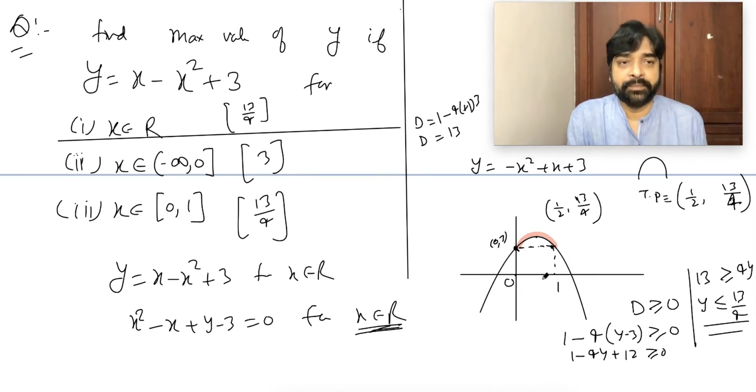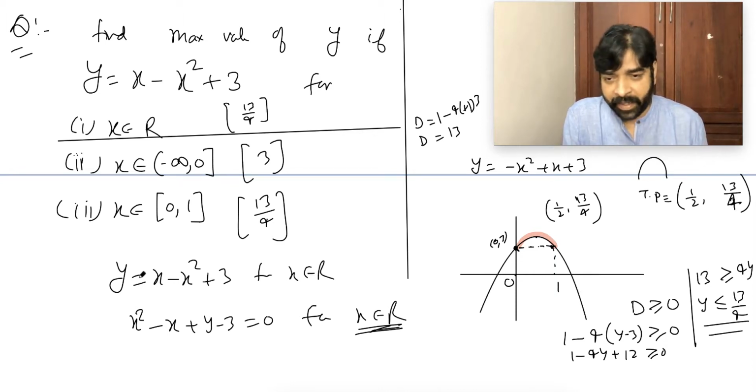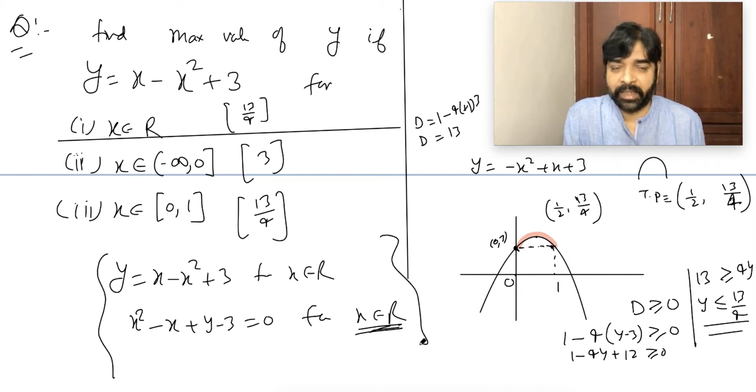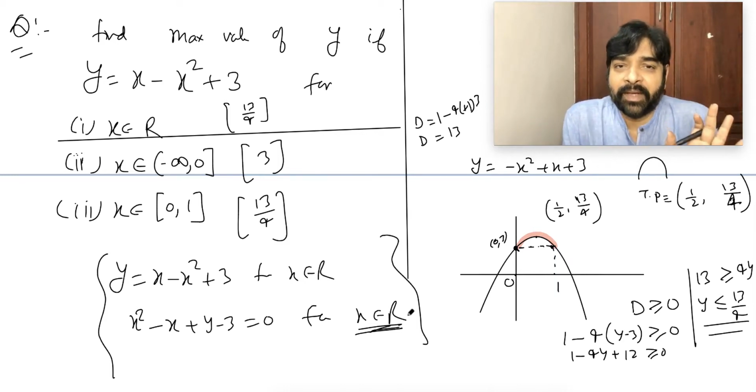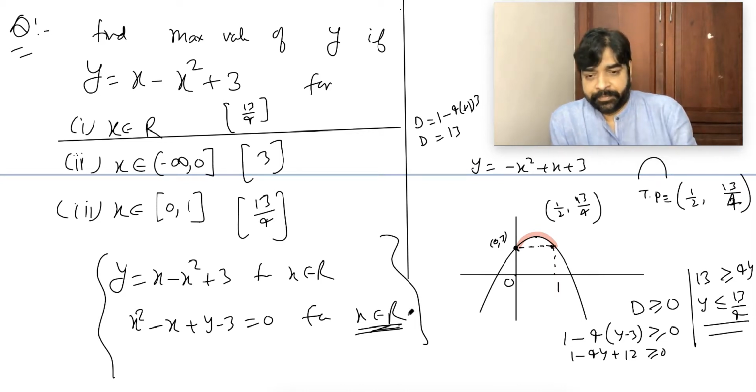Is this clear? This second method, those who did not understand, don't worry. That part will be clear when we do the quadratic expression fully. But the first method, the graphical method, is it clear to everybody? Okay.